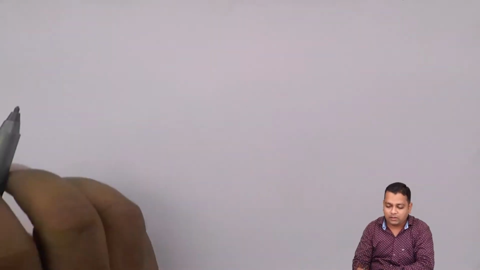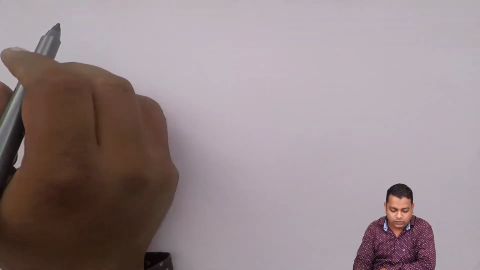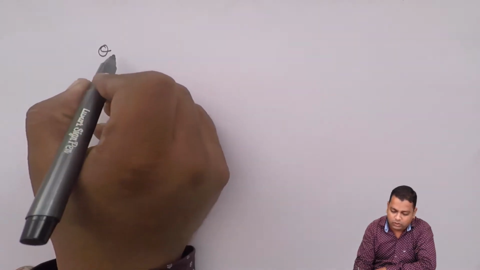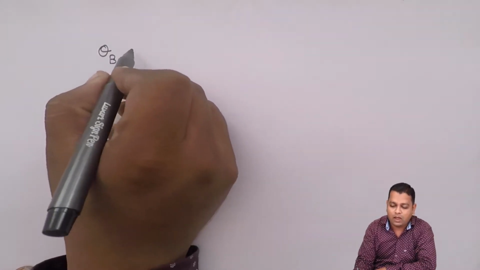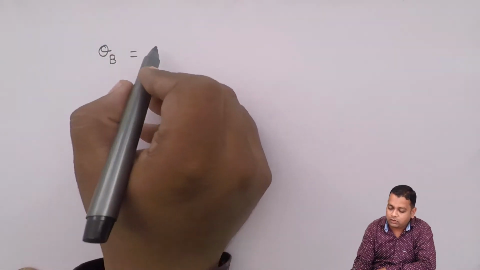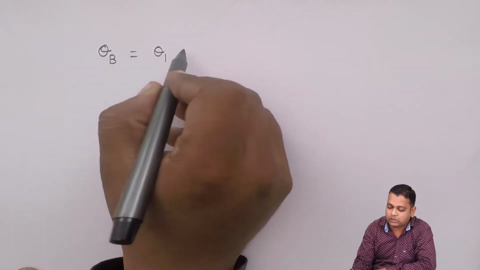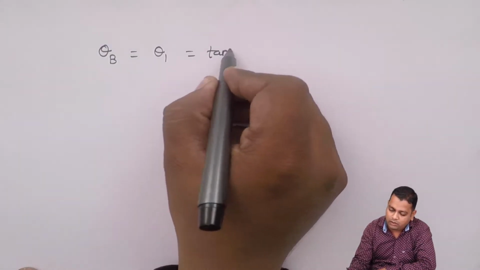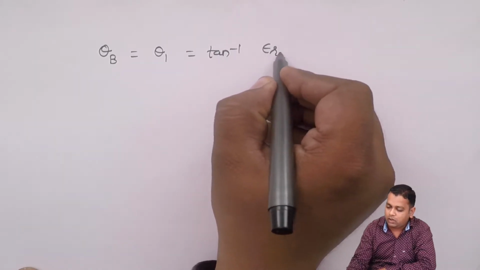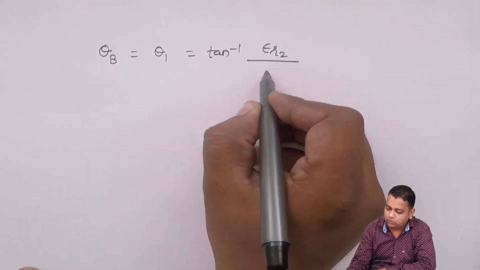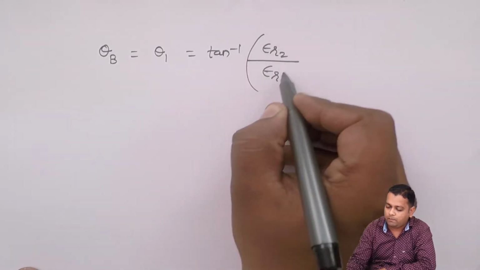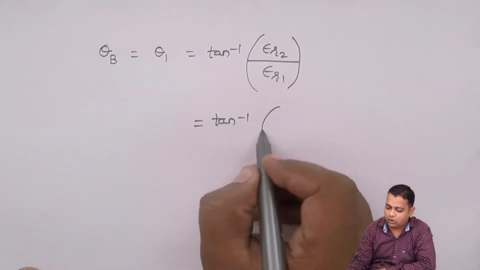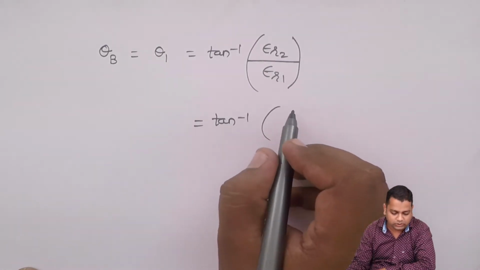Now, Brewster's angle is mentioned here. As per the information with us, we denote Brewster's angle by theta suffix b, and we have the formula: the incidence angle theta 1 will be equal to theta b, the Brewster's angle, given by tan inverse of the ratio of the relative permittivity of medium 2 to that of medium number 1.